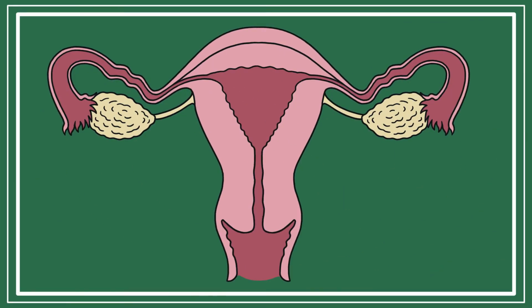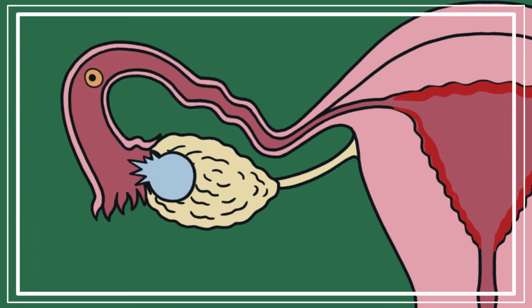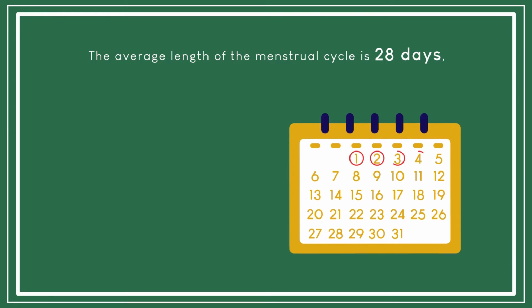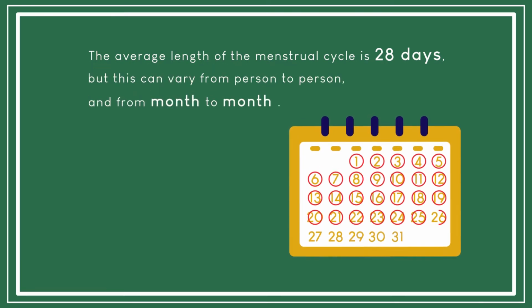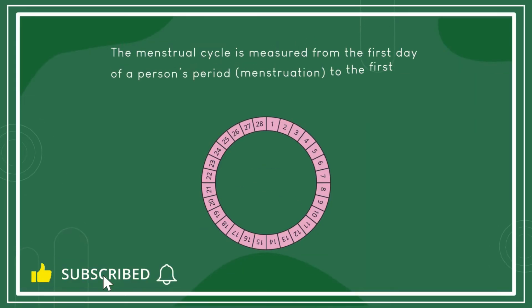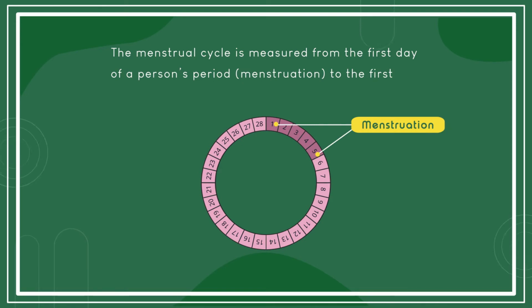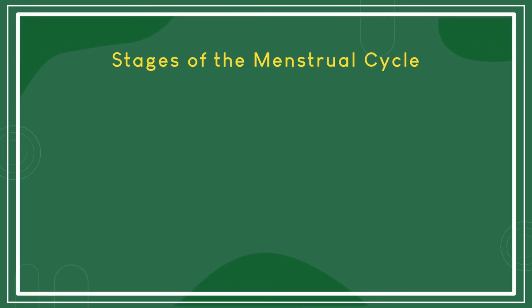The menstrual cycle involves the building up of the uterus lining and the release of an egg from the ovary in preparation for fertilisation. The average length of the menstrual cycle is 28 days, but this can vary from person to person and from month to month. The menstrual cycle is measured from the first day of a person's period, menstruation, to the first day of the next period. Let's have a look at the stages of the menstrual cycle in more detail.